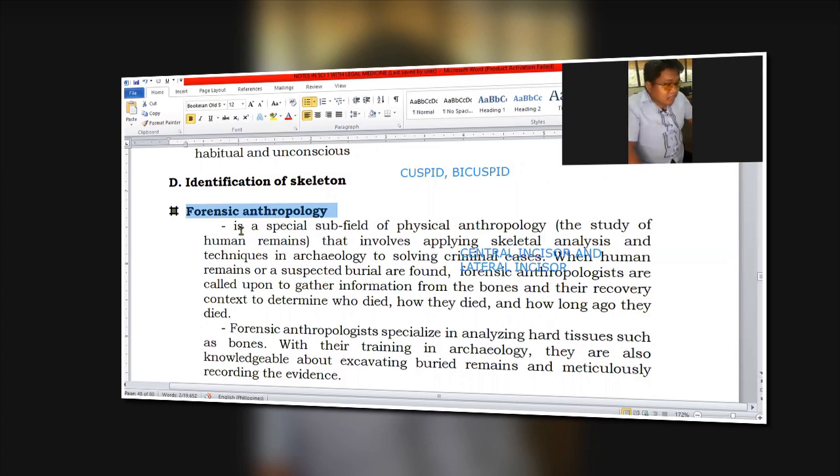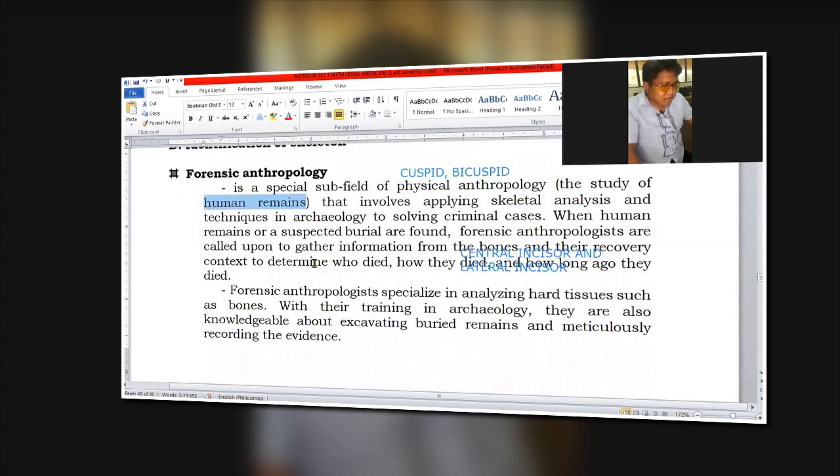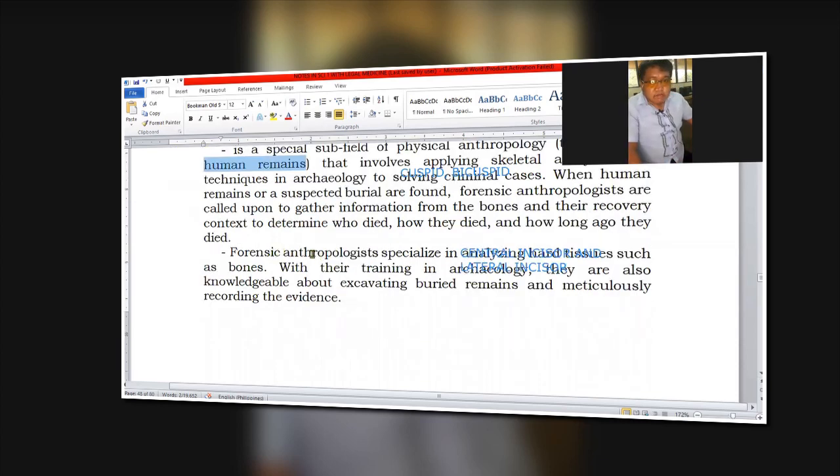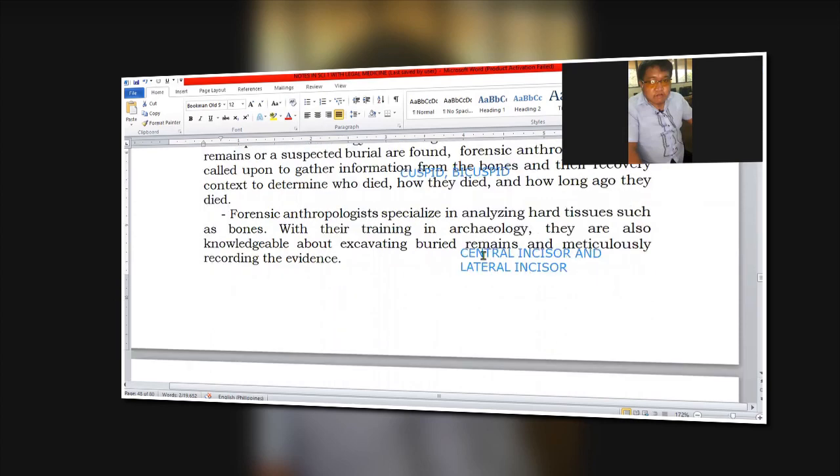So forensic anthropology is a special subfield of physical anthropology, the study of human remains. Our human remains are of course our skeleton or the bones. They are collected, laid out, and examined. DNA can also come in there. Okay? So forensic anthropologists specialize in analyzing hard tissues such as bones.